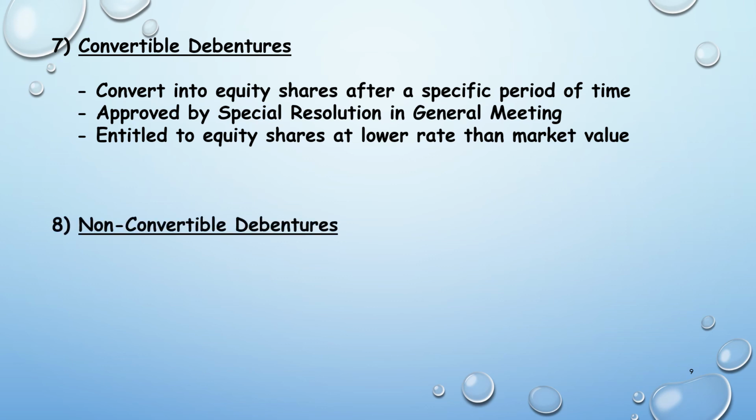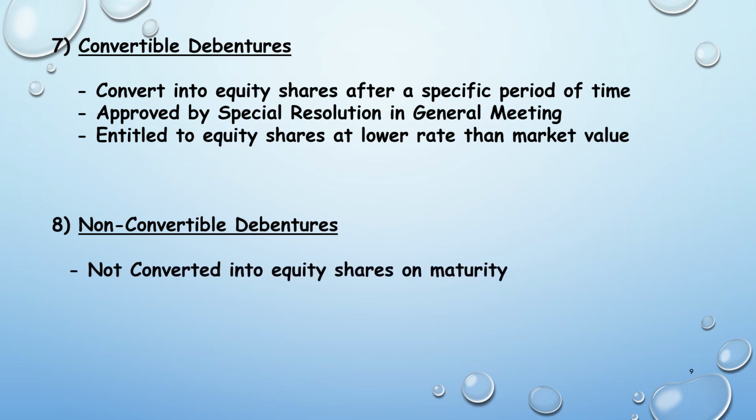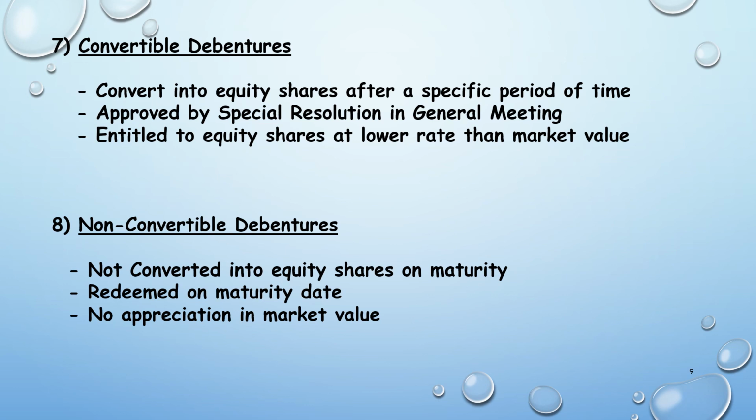Let us now move towards the eighth and the last one, which is non-convertible debentures. As the term indicates, non-convertible debentures are those debentures which do not get converted into equity shares at the time of maturity. They remain as debentures only during the lifetime, and finally at the time of maturity they are redeemed, that is repaid back to the debenture holders. The holders of these debentures do not enjoy capital appreciation like that of equity shareholders or convertible debenture holders.